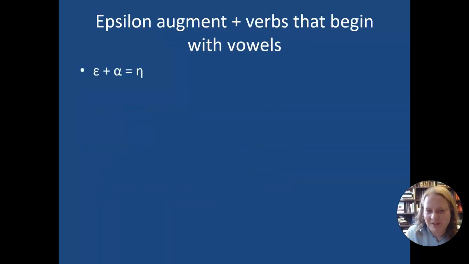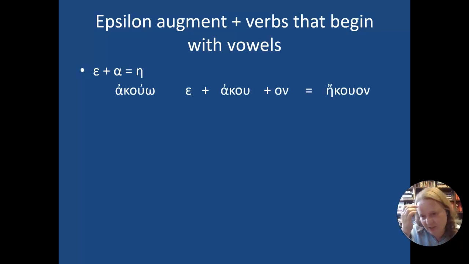Once you get a vowel, here's what's going to happen. Let me show you some examples. Akouo is a verb you know, I hear. But in the past, in the imperfect, you get an epsilon at the front, and the epsilon and the alpha together make an eta. Ekouon, I heard.